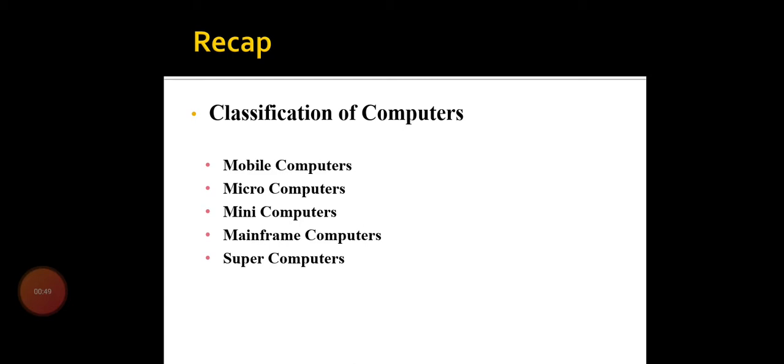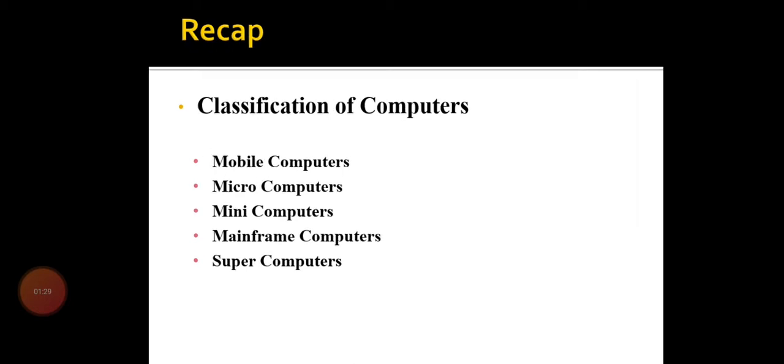If you remember, in the previous lesson we discussed from page number 1 to page number 4, and the topics were classification of computers. These include mobile computers. Mobile computers are the smallest computers designed to be carried by users. The examples are laptops, ultrabooks, netbooks, e-books, smartphones, personal data assistants, called PDAs, and portable media players. These all are examples of mobile computers.